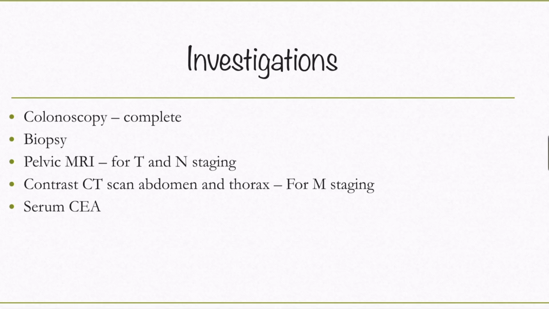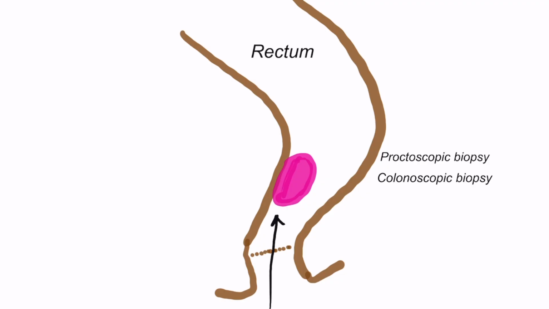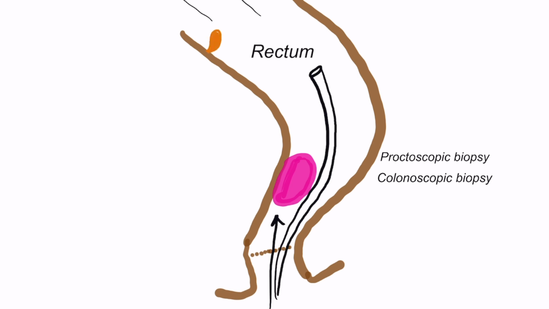Most important investigations in rectal cancer are colonoscopy, biopsy, pelvic MRI for local staging, contrast CT scan abdomen and thorax for M staging, and serum carcinoembryonic antigen, CEA. Biopsy can be done by proctoscopic guided or colonoscopic guided. Colonoscopy can diagnose any polyp proximal to mass.